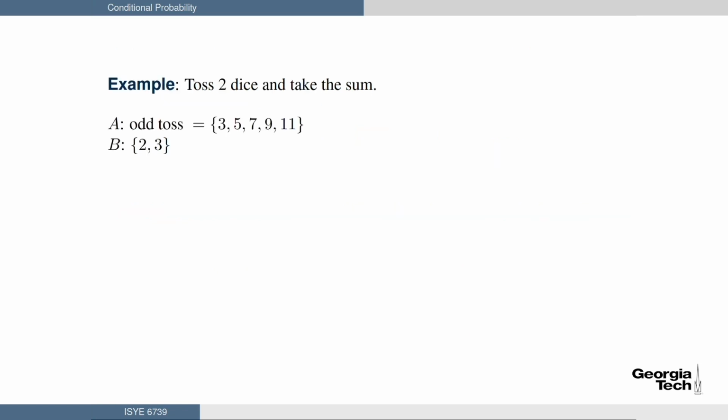As an example, let's toss 2 dice and take the sum. I'm going to let A be the event that we see an odd toss, in other words, a 3, 5, 7, 9, or 11, and B will be the event that we see just a 2 or a 3. This is when we do our sums. So the probability of A equals, since 3, 5, 7, 9, 11 are all disjoint, we add up the corresponding probabilities, and those are 2/36, 4/36, ..., 2/36. We had a table of these things previously, and you can figure them out for yourselves. When the smoke clears, that equals a half. So the probability that we see an odd toss is a half.